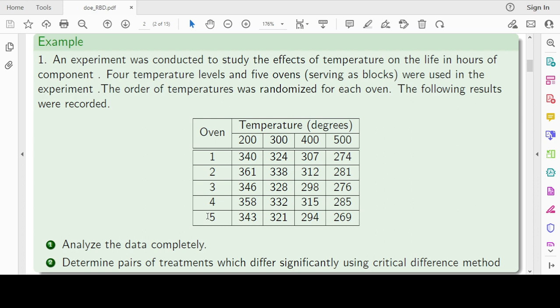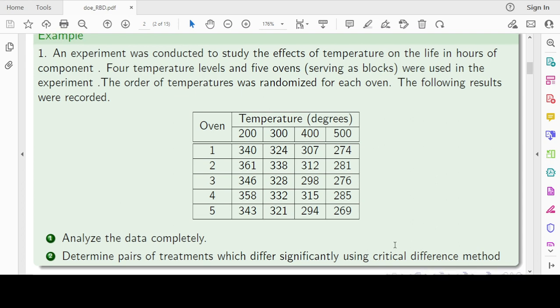Temperature levels, which we consider as the treatments here, were used in the experiment. The order of temperatures was randomized for each oven. The following results were recorded. So this data is given to us. Ovens are considered as blocks, and temperature levels as the treatments here. Analyze data completely. Determine pairs of treatments which differ significantly using critical difference method.